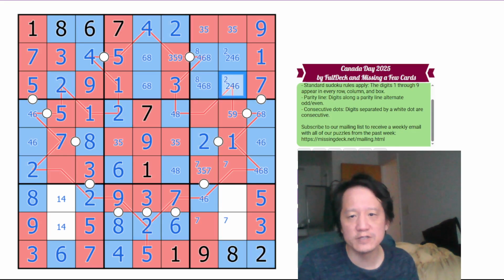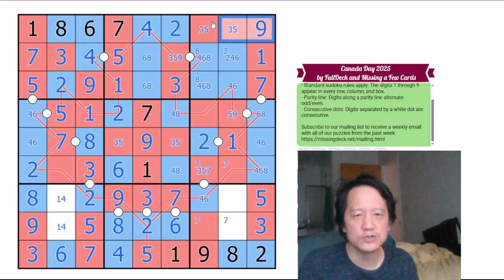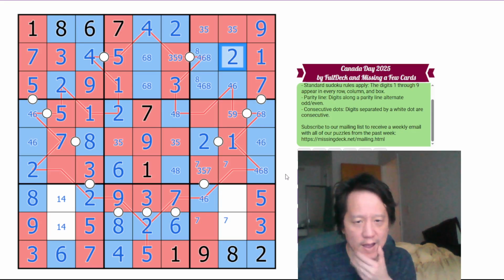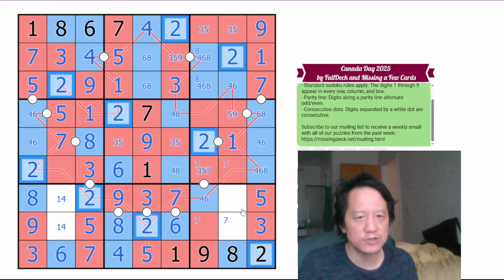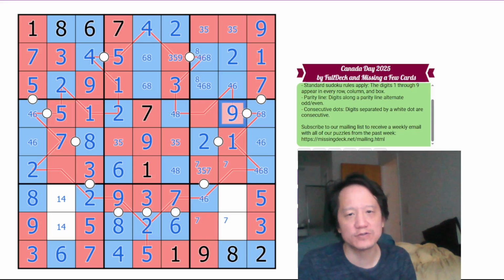This 2 eliminates 2 here. Where is the 2 in this upper right-hand box? It must be here. So we should have all the 2's now. 5 eliminates 5 here, so this is 9. 9 is only consecutive with 8, so this is 8. This can't be 4 or 8.